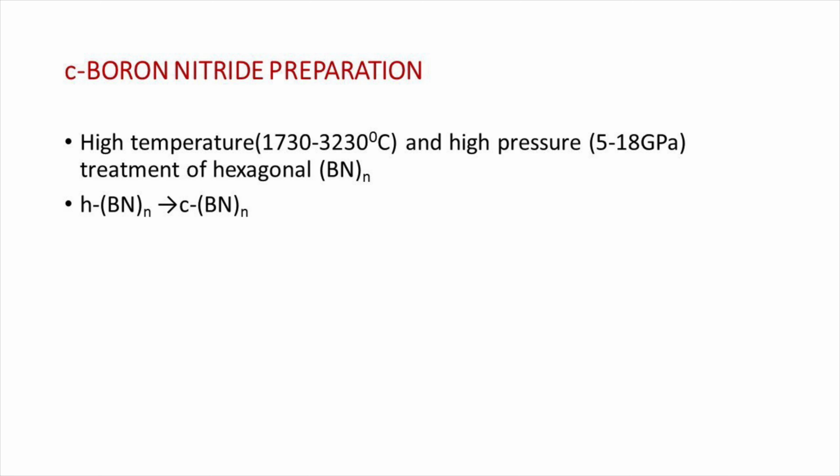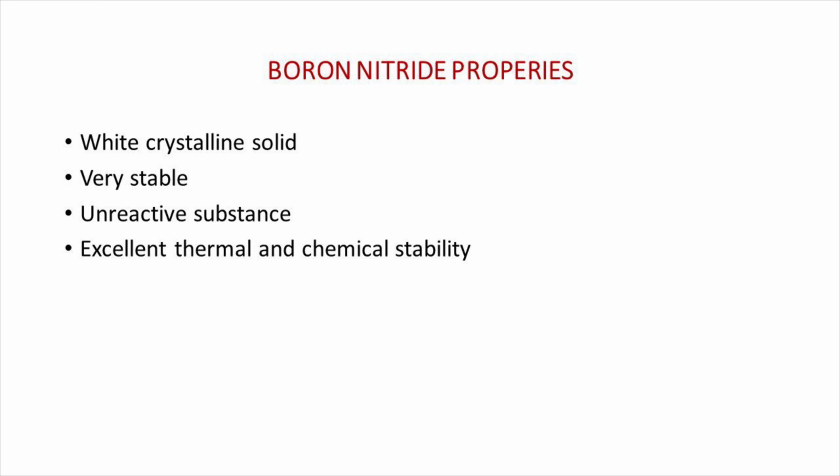Cubic boron nitride is formed by high pressure, high temperature treatment of hexagonal boron nitride. Here the pressure used is between 5 to 18 gigapascal and the temperature between 1730 and 3230 degrees Celsius. Then what are the properties of boron nitride?